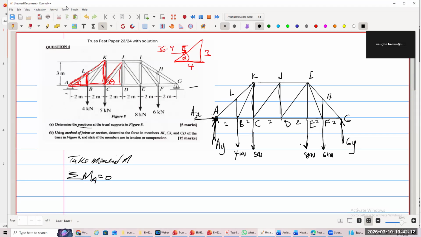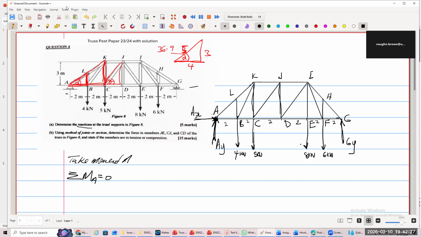And now we're going to look at all the other forces. So AX and AY is out of the problem. Anyway, you take the moment, they're gone totally. And you're only left with what? The 4, the 5, the 8, the 6, and GY. So let's take them systematically one by one.